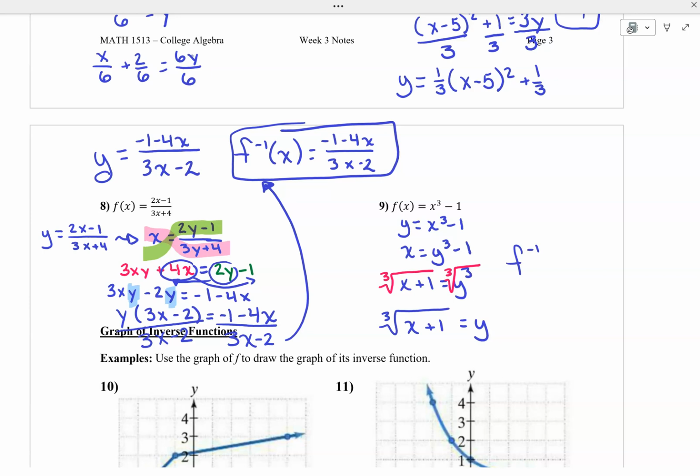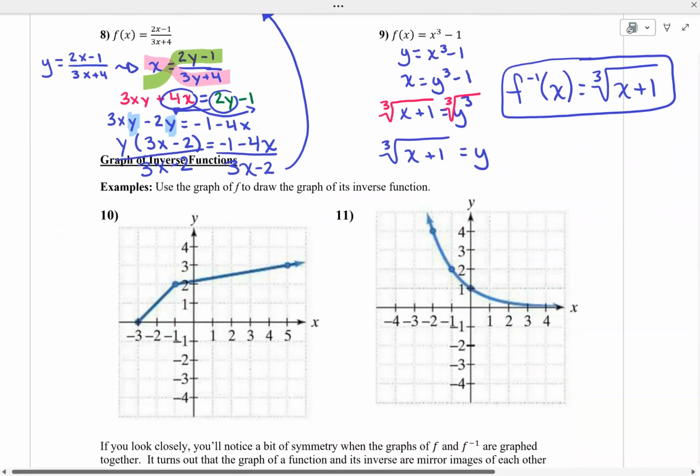So I'm just going to rewrite that as an inverse: cube root of x plus 1. And remember, there's nothing special with this one because it's a cube root. It's not an even root, so we're okay. Okay, now graphing. So use the graph of f to draw its inverse.